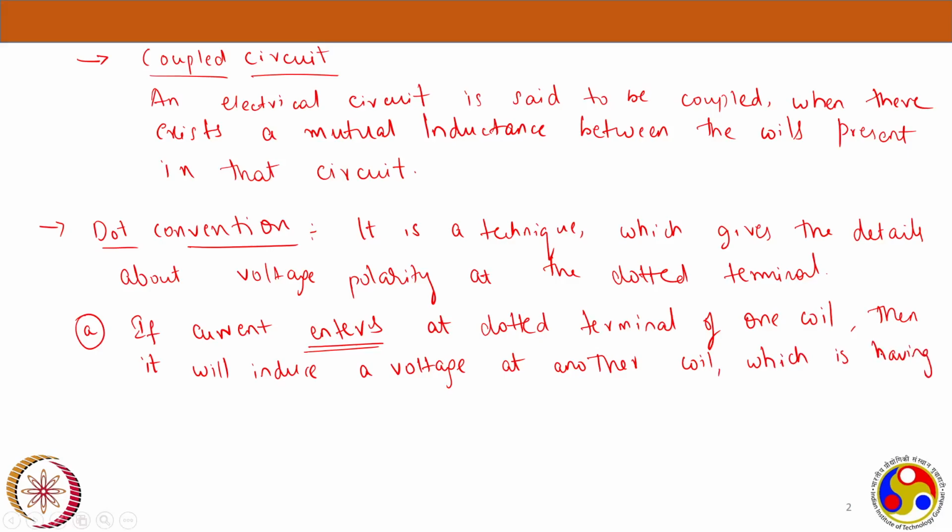I will solve some basic equations, and we will discuss some good circuits also. It will be even more clear. We will come back to these two rules again and again, so it will be very clear. Don't worry. Which is having a positive polarity at the dotted terminal. So that is important. We know the two dots and we can say the polarity.